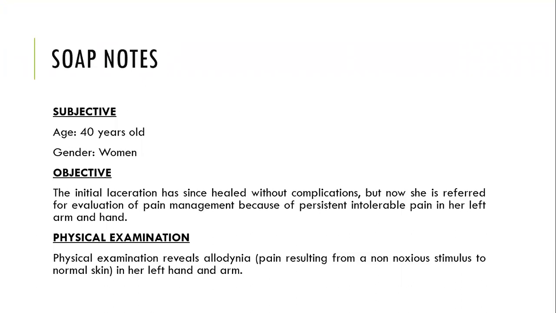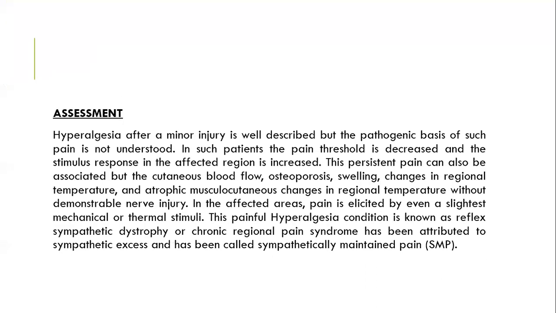So here are the SOAP notes. The objective is that she is a 40-year-old woman and the main objective is that we have to manage this persistent intolerable pain in her left arm and hand. And through physical examination, it was revealed that she had allodynia in her left hand and arm.